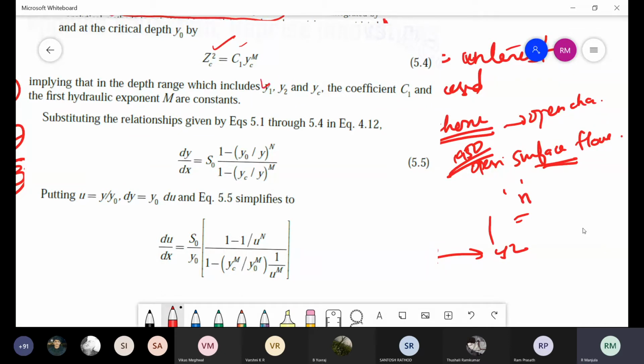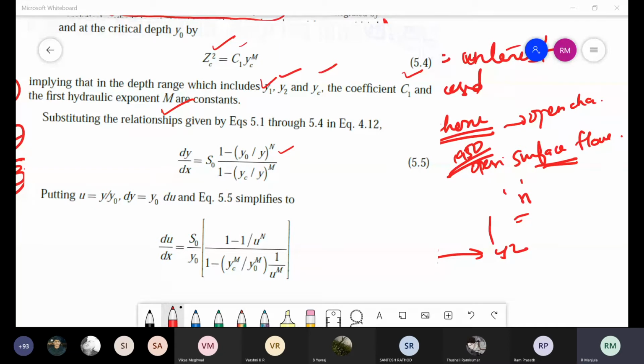So which implies that again y, y0, yc represent the depth of the ranges. Yc is a critical depth, and c1 and m are constants, coefficients, and the hydraulic exponent constants. Now we can substitute in the equation dy by dx equal to s naught into (1 minus k naught by k the whole squared). So k naught by k the whole square is nothing but c naught y naught power n.